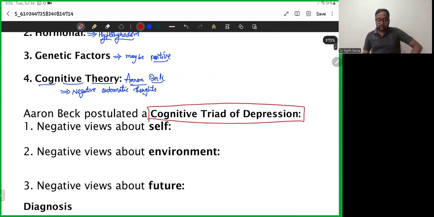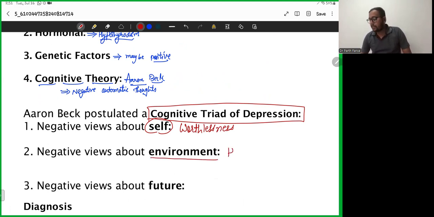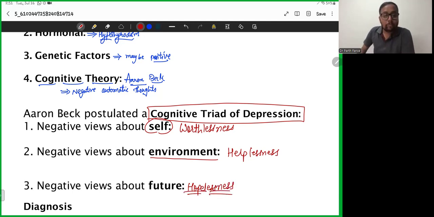A person always has a negative view about self, which is called worthlessness, meaning the patient will not feel their worth in life. Then about the environment, he stated that a person feels helplessness. And about the future, the person will be hopeless. We always tell students never to lose hope, but if a person is suffering from depression, he will always feel hopeless about his future.